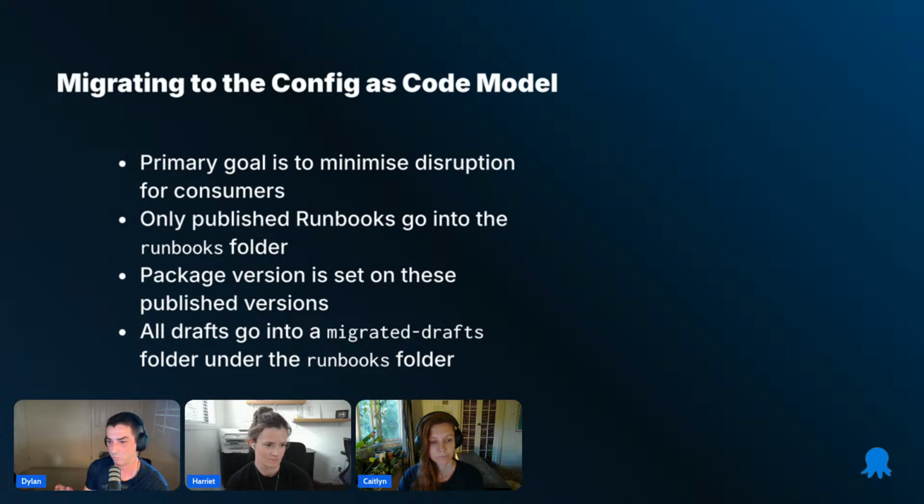And so to do that, we migrate a separate folder underneath the runbooks folder called migrated drafts. You'll get a pop-up in the portal to say you've got migrated drafts you need to do something with. The idea is you can never run from that folder, so you can have confidence. You can very quickly migrate, commit, merge, and you're good to go. And then as time goes on, you can slowly pick out those migrated drafts and work out what you want to do with them.